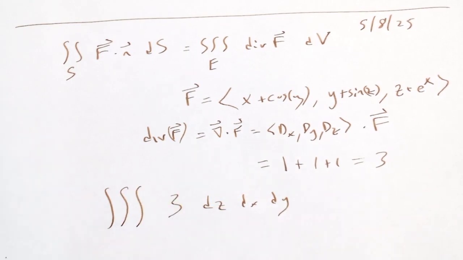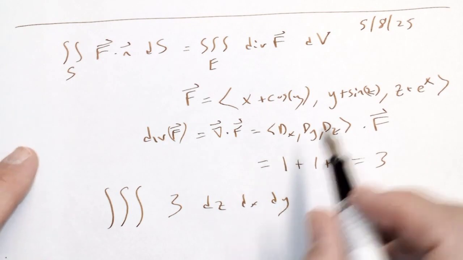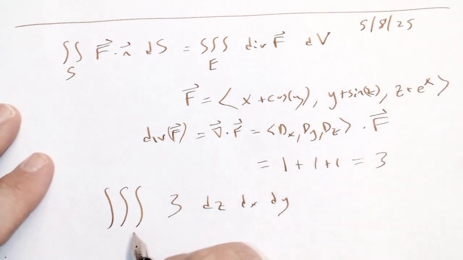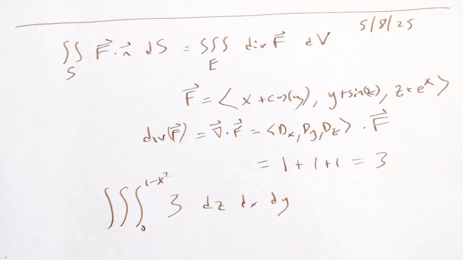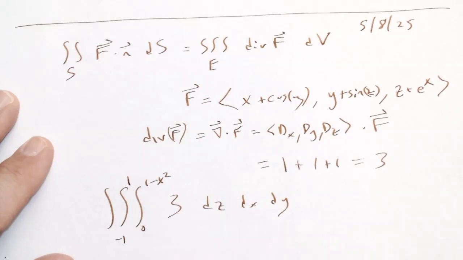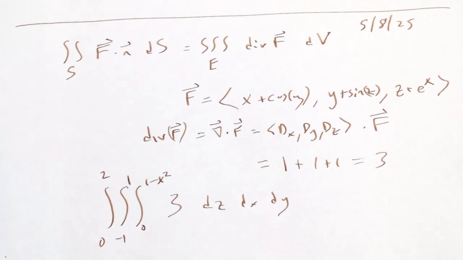my integrand is 3. My limits in z are the bottom and the top. My limits in x, front and back, and my limits in y. Presto. You know how to do this integral. Please do.